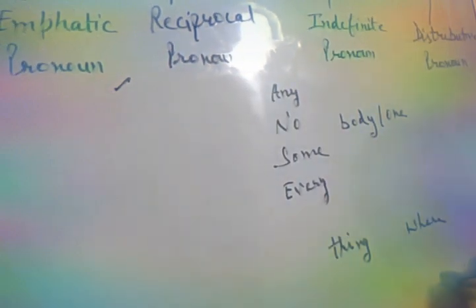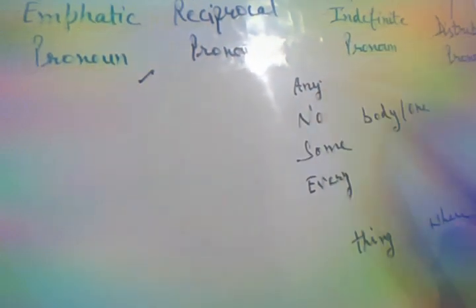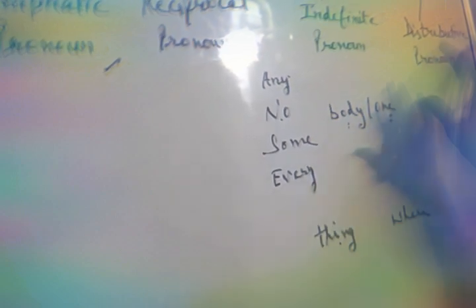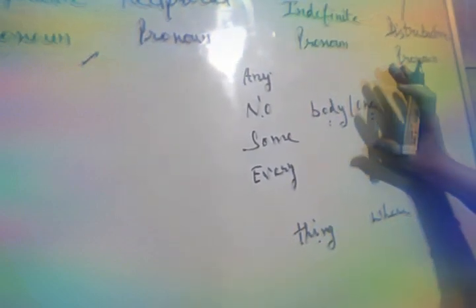Okay, in this way 16 indefinite pronouns we get: anything, anywhere, anybody, anyone, nobody, no one, nothing, nowhere, something, somewhere, somebody, someone, everything, everywhere. That means we are not specifically pointing to anything. They are used in singular and they will be used with singular verb.